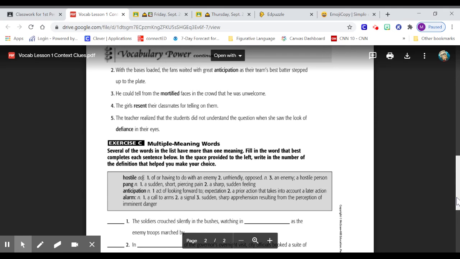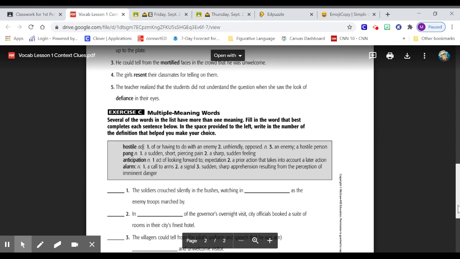So if we look at number 1, it says the soldiers crouched silently in the bushes, watching in blank as the enemy troops marched by. So for this one, the answer for number 1 would be anticipation. But then you would have to decide, is it meaning number 1 or meaning number 2? Number 1 says an act of looking forward to or expecting. Number 2, a prior action that takes into account a later action. Well, I would say for this one that you would want to put a number 1 on the line next to number 1, because it is meaning number 1 that fits best.